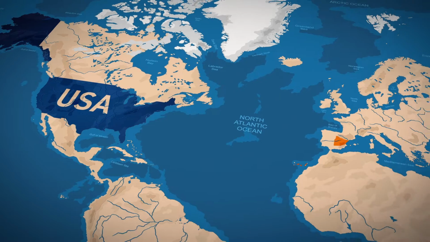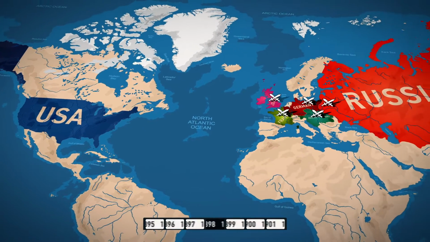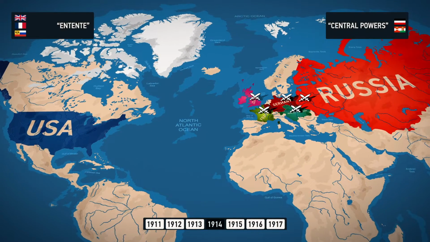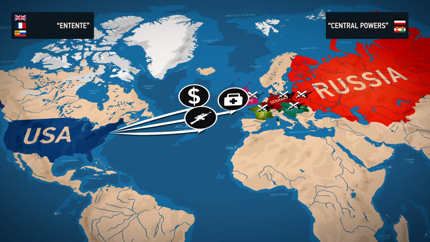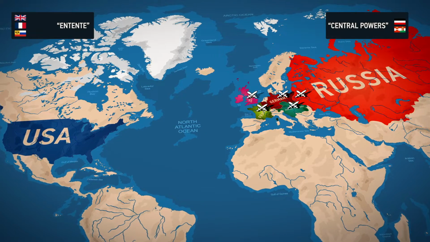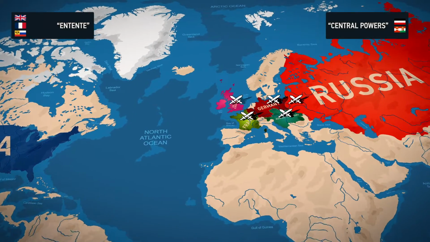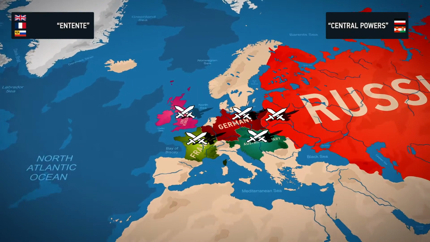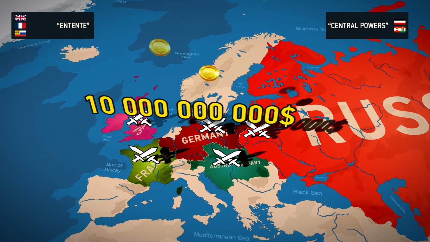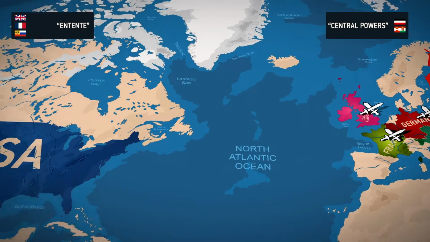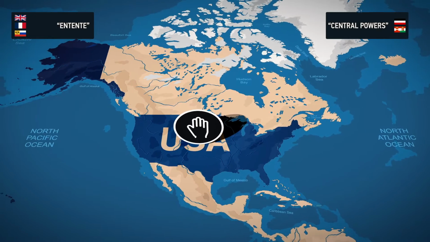Despite its economic ties with Europe, the U.S. remained neutral during the first half of World War I. Interventions were limited to the sale of weapons, ammunition, medicines, and loans. As a result, the Entente's debt obligations reached an insane $10 billion. Although society was divided, most Americans supported non-interference.